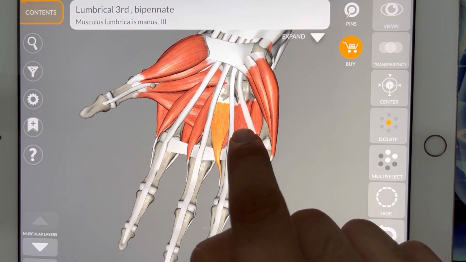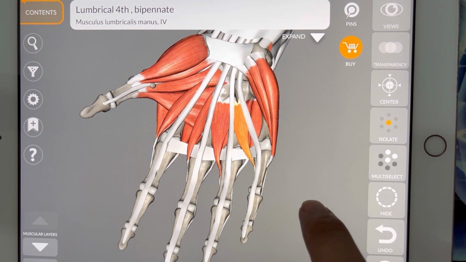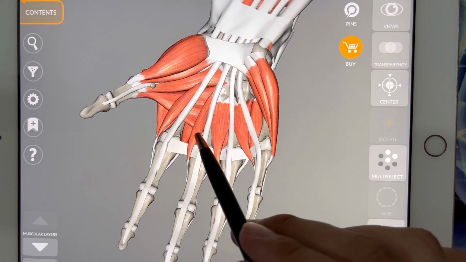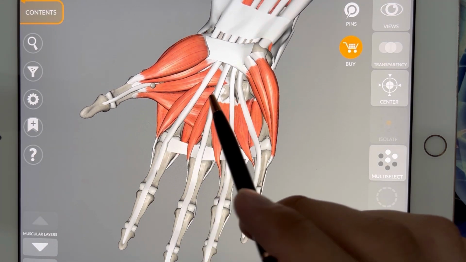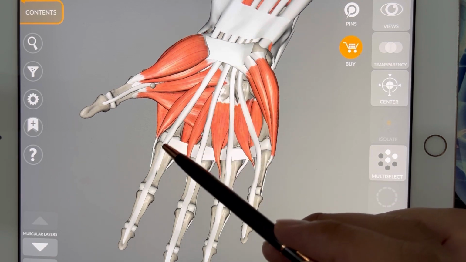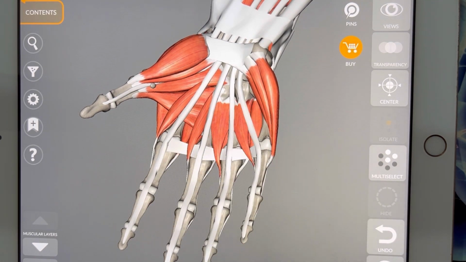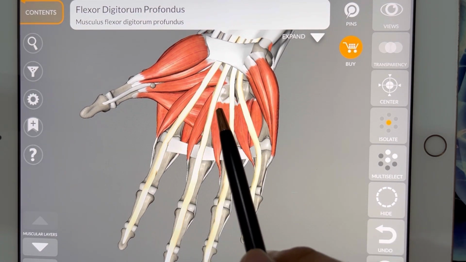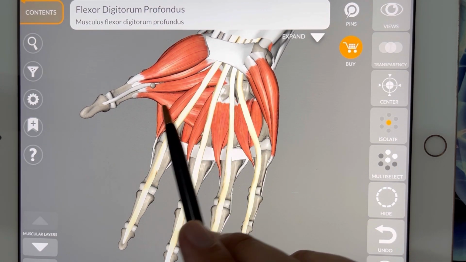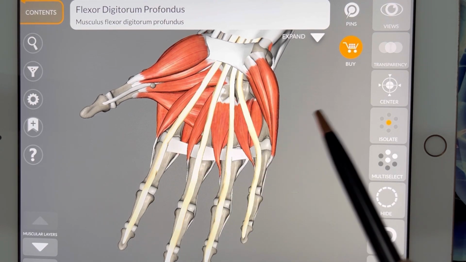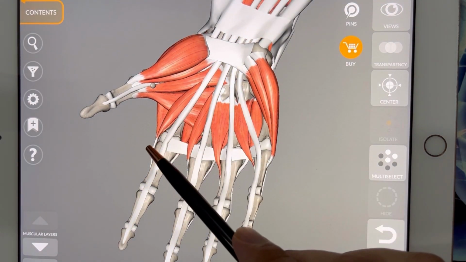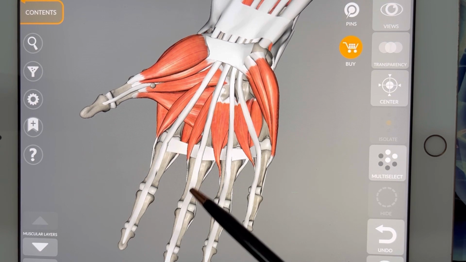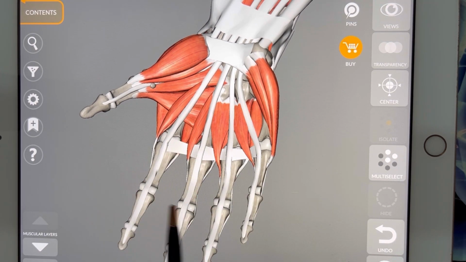and third and fourth. So student, the origin of these lumbrical muscles is from the tendon of the flexor digitorum profundus muscle. Student, this is the tendon of the flexor digitorum profundus muscle. So the lumbrical muscles originate from its tendon, and these muscles run inferiorly and insert into the shaft of the proximal phalanges of the medial four fingers.